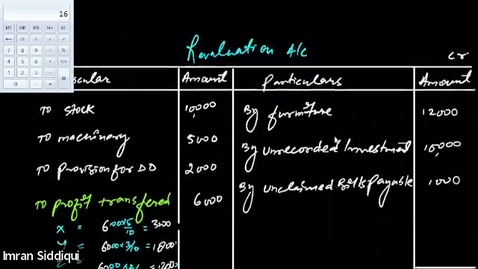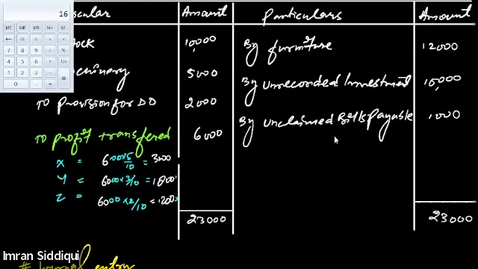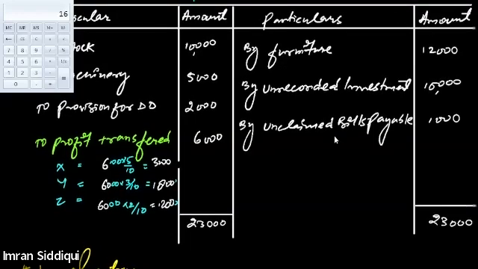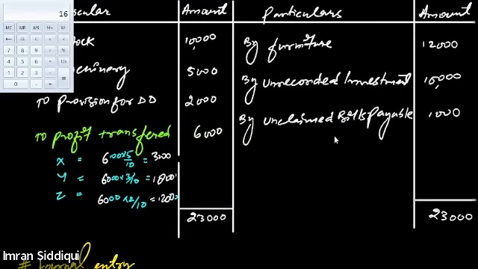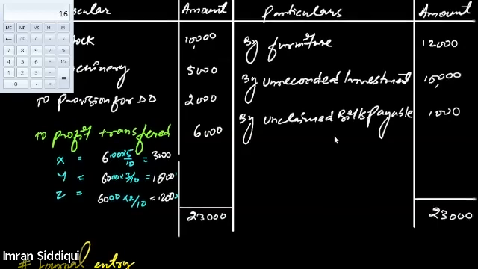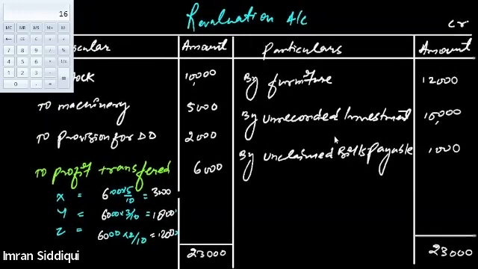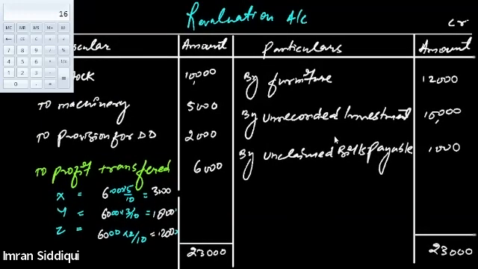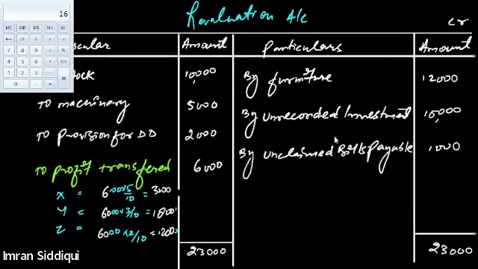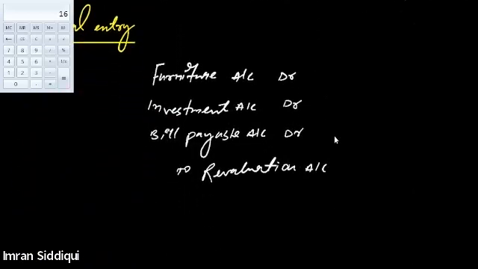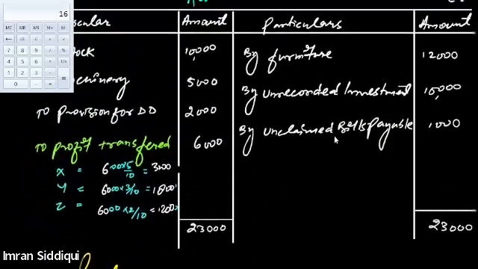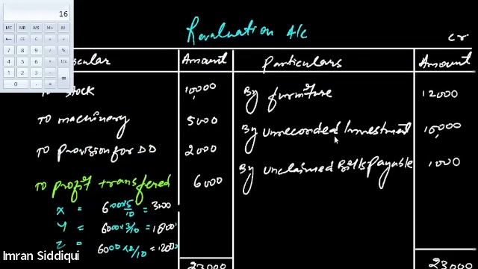Yes, sir. See, we will simply pass the compound journal entry for the debit side items of the revaluation account and then a compound entry for the credit side items, and we will separately pass the journal entry for the divisible profit. So for the credit side items, it will be furniture account debit, unrecorded investment account debit, bills payable account debit to the revaluation account, right? Yes. Similarly, we will do the same journal entry for the debit side.